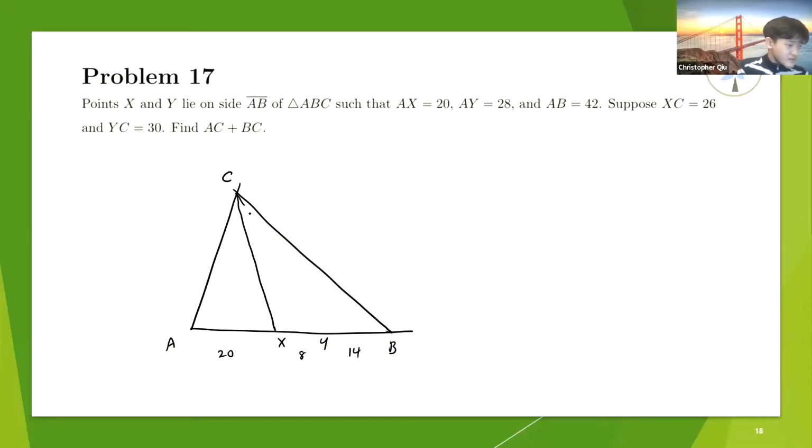All right, let's try to draw this somewhat accurately. All right, so now we've drawn out CX and CY, which have lengths 26 and 30. And we want to find AC plus BC. So one thing we can do here is drop an altitude from C to AB. And let's let the height be h and the distance from the foot to X be d. And then the distance from the foot to A would be 20 minus d.